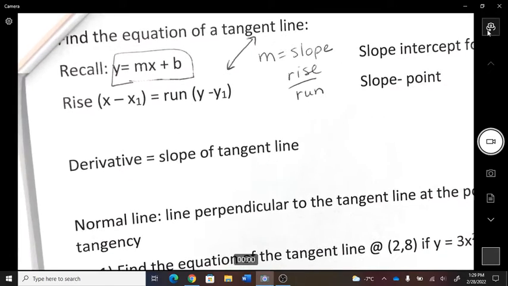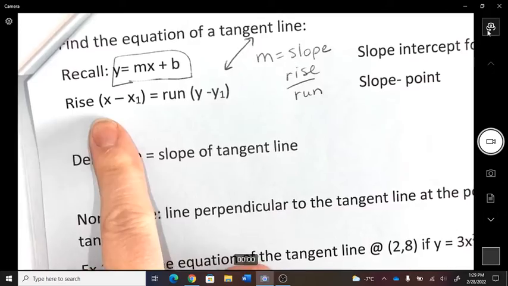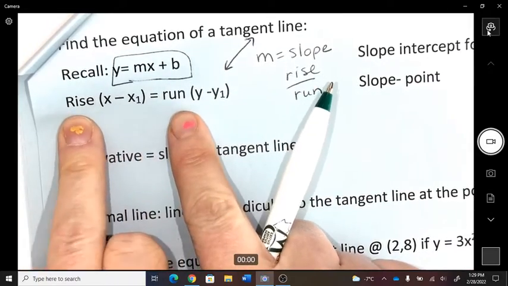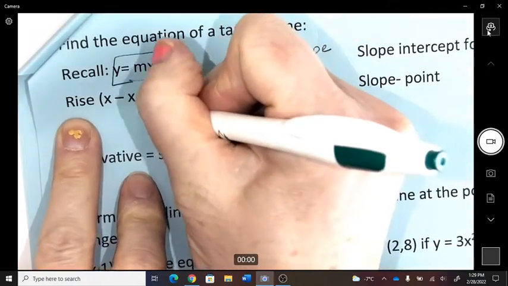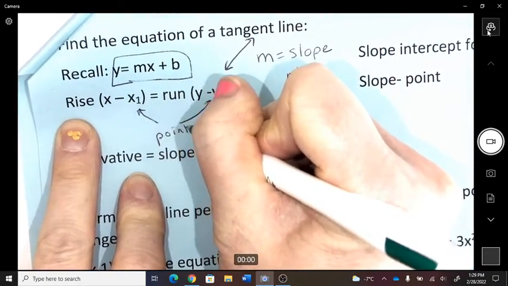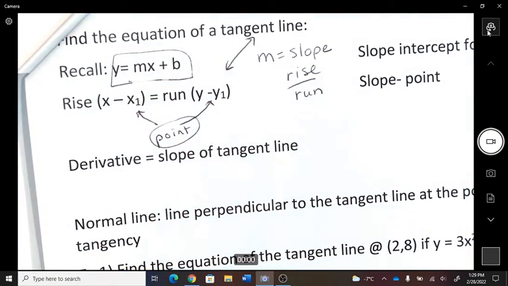And this is called slope-point form because it gives us the slope, rise and run. And this is a point. Okay? And every time we have equations, do you understand we always have y's and x's that we leave open as a y and an x?